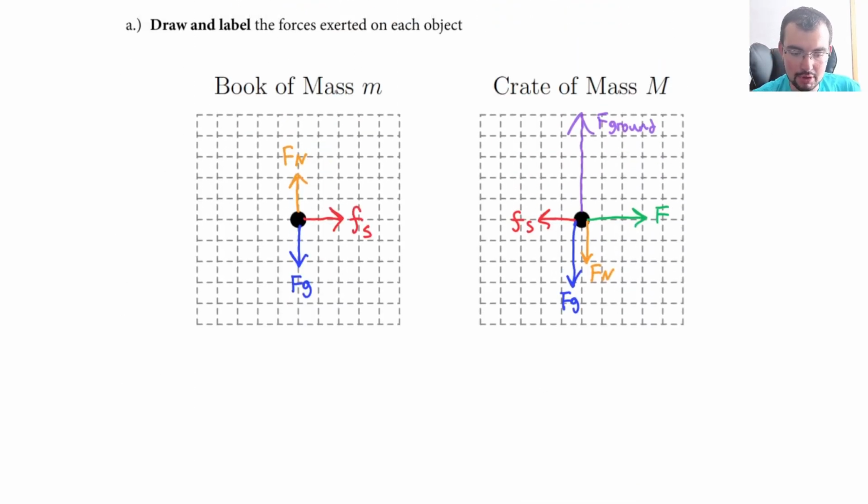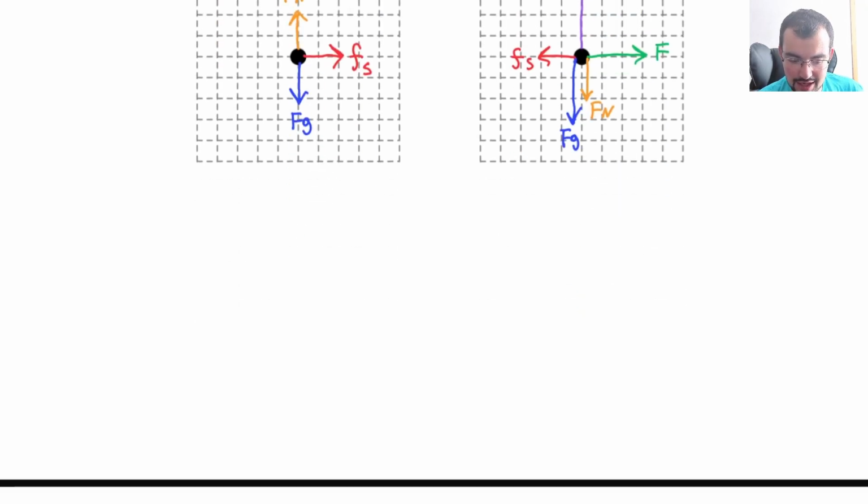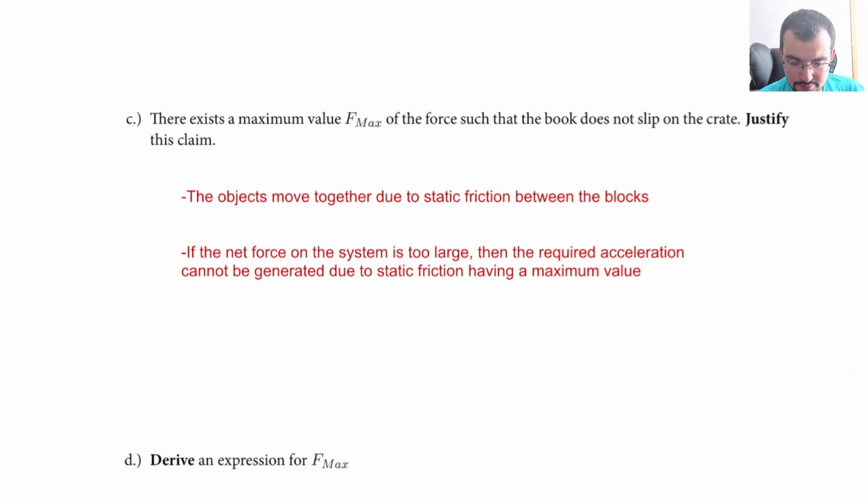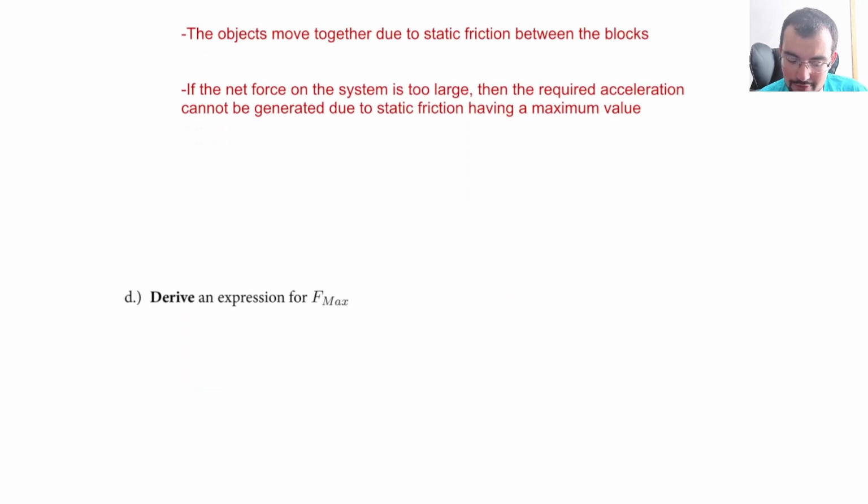So static friction is a maximum value. The fact that the book is being accelerated to the right by static friction means that if we're accelerating so fast, the net force needed is so big that we can't actually get that net force from static friction. So we're saying that the objects move together due to friction. And if the net force in the system is too large, the required acceleration can't be generated due to static friction alone because static friction is capped. So you need more of a net force on that book than static friction can generate given its coefficient.